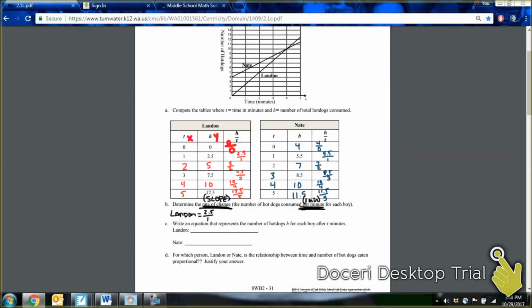Okay, I'm going to give you guys about 30 seconds here. Figure out Nate's. So you're going to have an answer for Nate's slope. Go ahead.